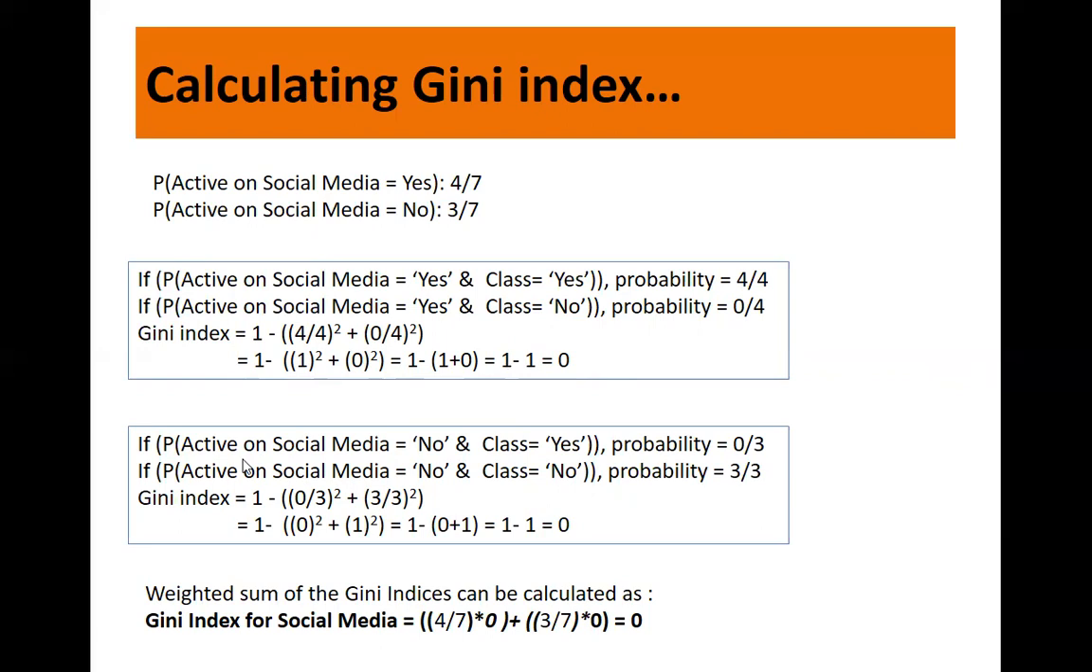Similarly, for active on social media no and class is yes, probability is 0/3. But active on social media is no and class label is also no, then the probability is 3/3. So calculate the Gini index by substituting the values. It is 0/3 square, that is 0, 3/3 square, that is 1. So it is 1 minus 1, that is again 0. So the weighted sum of Gini indices for social media is 4/7 into 0, 3/7 into 0, that is 0. So you can see the Gini index for the social media feature is minimum.